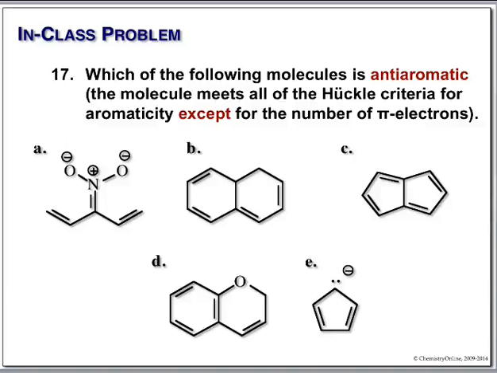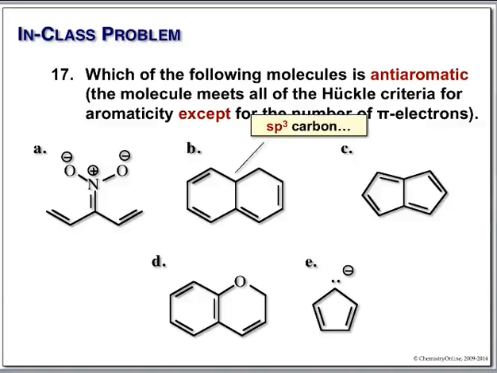So it must be planar, must be conjugated, must be sp squared all the way around, but it has the wrong number of electrons. Once again, this is not cyclic. Once again, we have an sp cubed carbon.